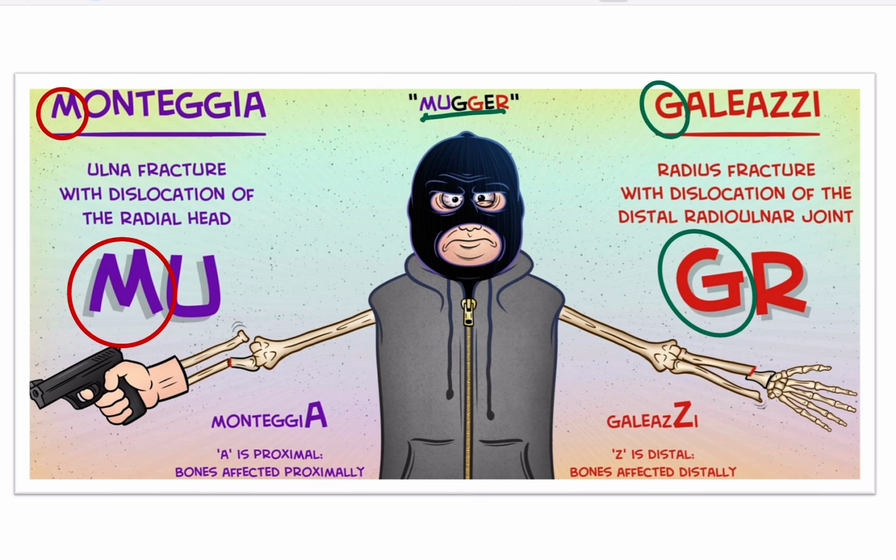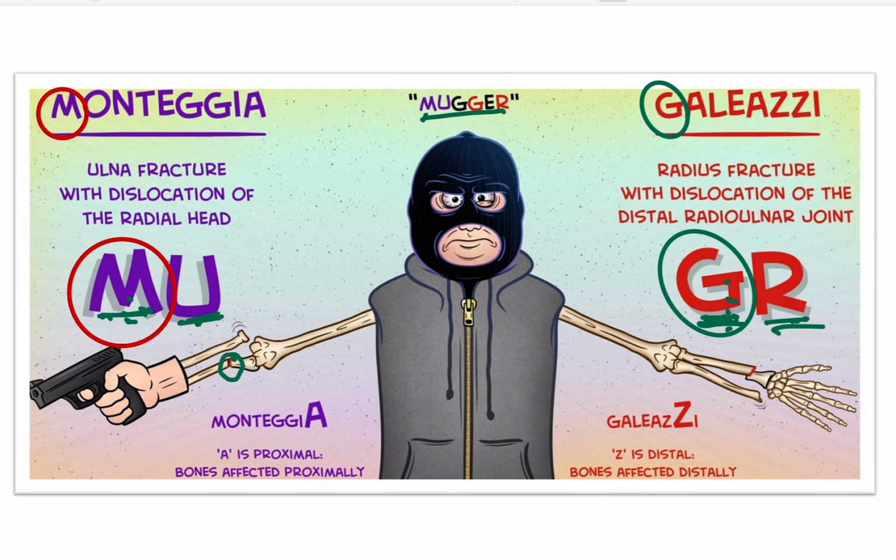First of all, the MUGR: Monteggia occurs in case of a fracture of the ulna. So MU means Monteggia ulna, that means the fracture occurs in the ulna. The second one is GR, G for Galeazzi, R for radius, that means Galeazzi fracture is a fracture in the radius. MU is Monteggia fracture in the ulna, and GR is Galeazzi fracture in the radius.